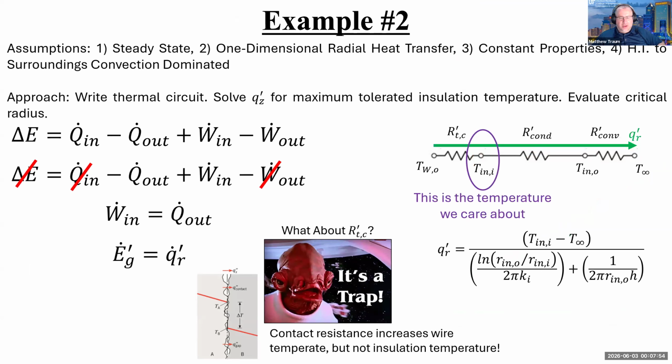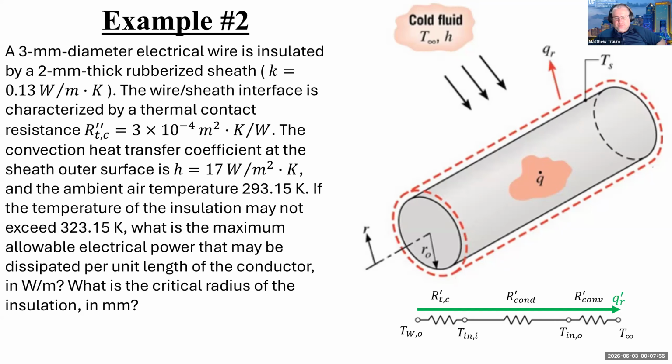I think are what I used for the insulation. Okay, so same game as before, right? I'm going to treat this as one-dimensional conductive heat transfer, and I'm going to write this thermal circuit, recognizing that all of the heat that gets generated by the current running through this wire has to get dissipated out through the rubber sheath. And so here is my thermal circuit.